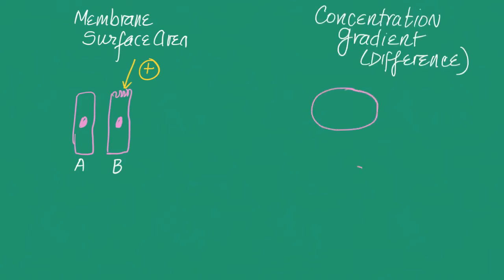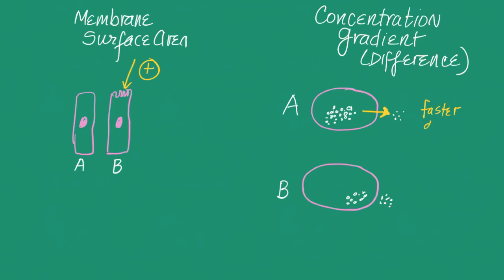Now let's take a look at concentration gradient or concentration difference. We'll take a look at two cells. The first cell that you see here has many molecules on the inside and fewer molecules on the outside. So the difference between the inside and outside in cell A is quite high. In cell B, on the other hand, the difference in concentration between the inside and outside is much less.